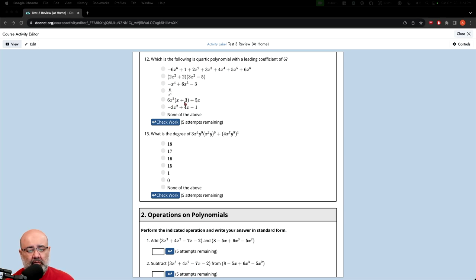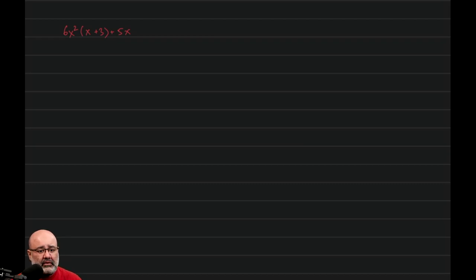This one is a polynomial, but we need to multiply this out. So we have 6x squared times x plus 3 plus 5x. If we multiply this out, 6x squared times x would give us 6x to the 3rd. 6x squared times the 3 would give us 18x squared, plus the 5x on the outside. So here we do see a leading coefficient of 6, but the degree of this polynomial is 3. We need a degree of 4. So that one doesn't work.